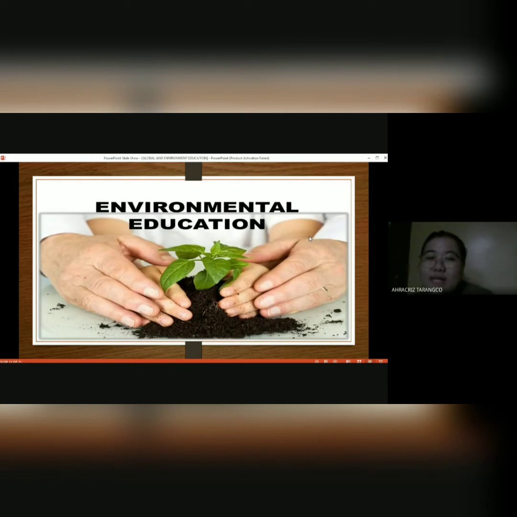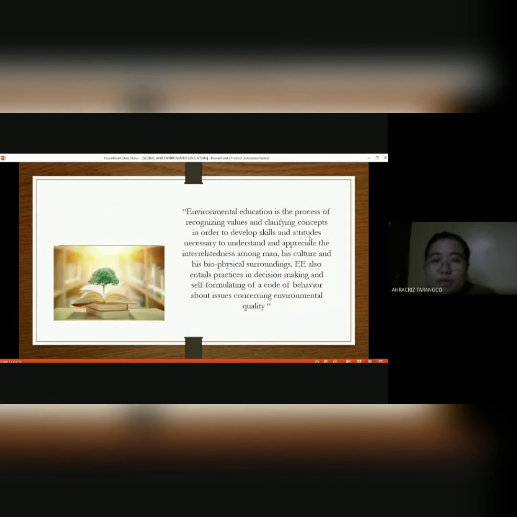So I will discuss environmental education. What is environmental education? Environmental education is the process of recognizing values and clarifying concepts in order to develop skills and attitudes necessary to understand and appreciate the interrelatedness among man, his culture, and his biophysical surroundings. EE, or environmental education, also entails practice in decision making and self-formulating of a code of behavior about issues concerning environmental quality.